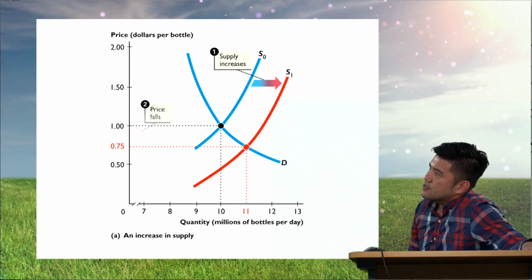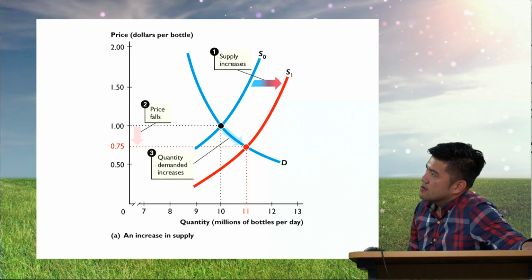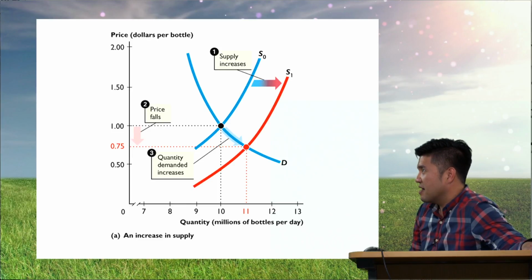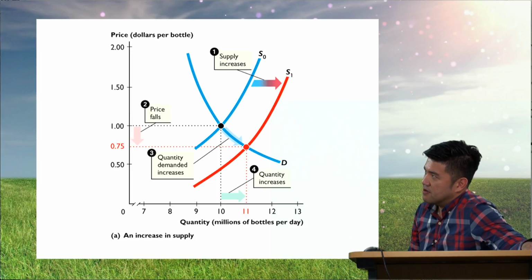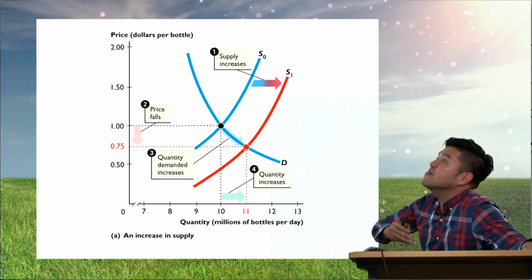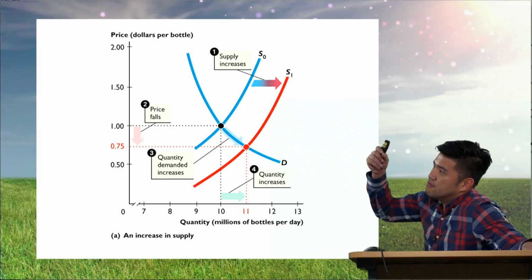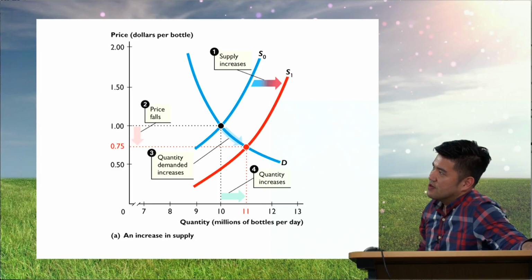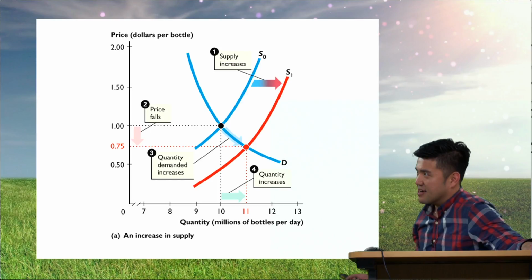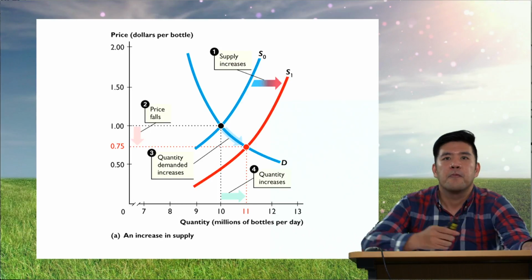Supply increases, price falls, quantity demanded will increase to respond to the lower price, which is caused by the shift of the supply curve to the right. Quantity is going to increase at the end. Supply shifts to the right, price drops, quantity increases. Good.